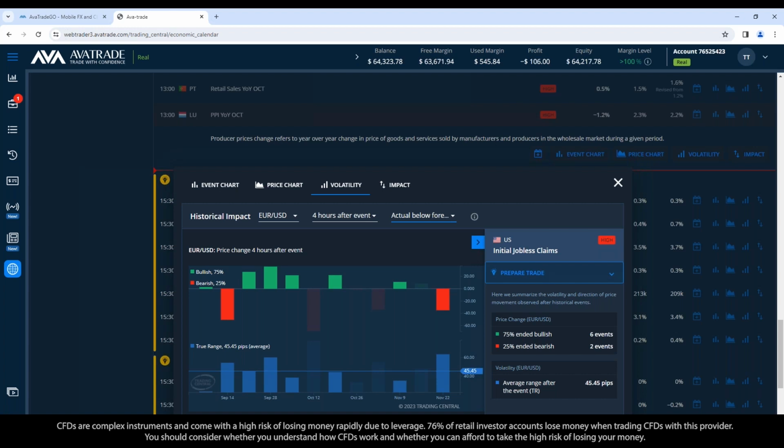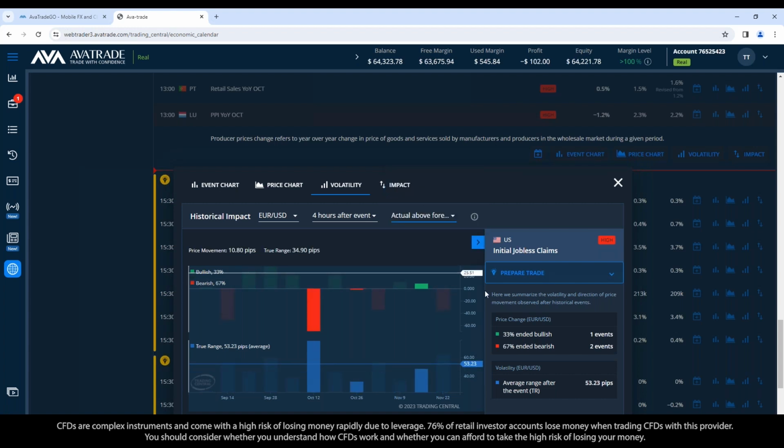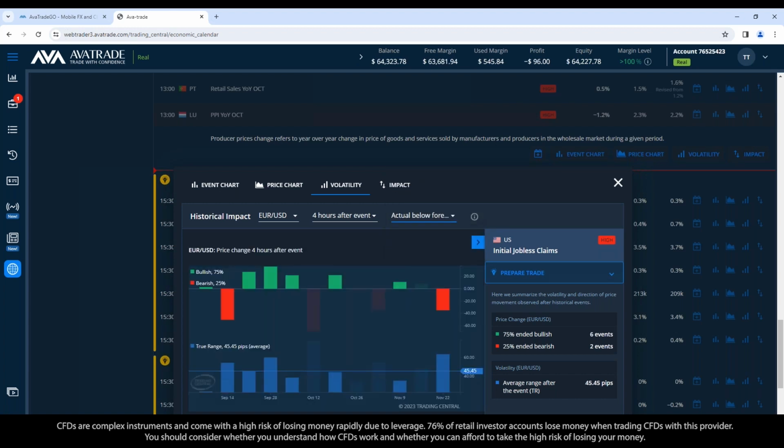3/4 of the time, 75% of the time, the euro climbs against the USD if the data comes in below forecast on the initial jobless claims. So exactly what you might expect. The USD weakened if the initial jobless claims come in below forecast. Okay, if it goes above forecast, it brings it down. Below forecast, okay, makes sense, would bring it up. Okay, we don't have to think about the rationale why.